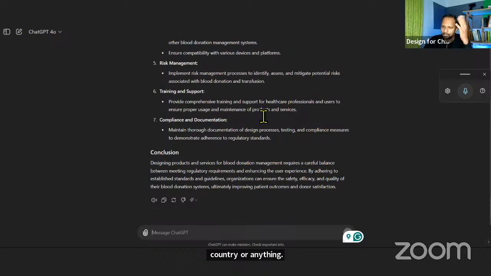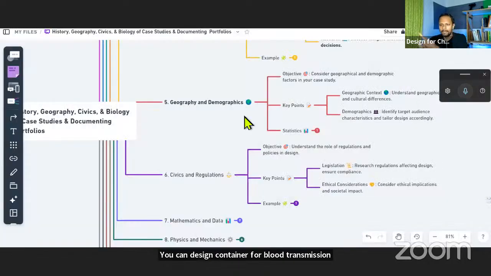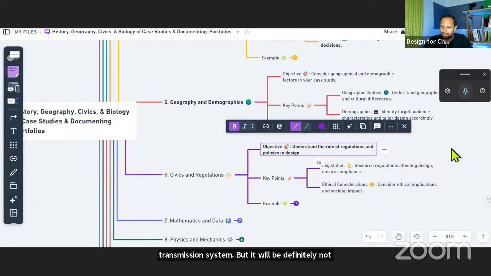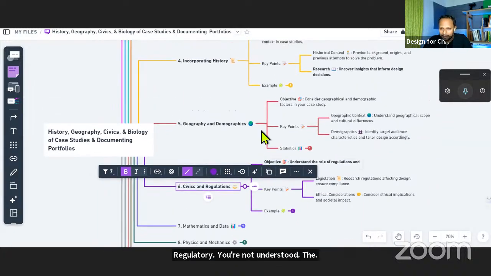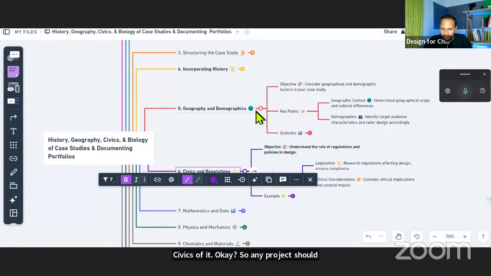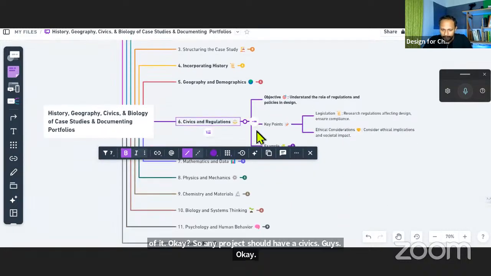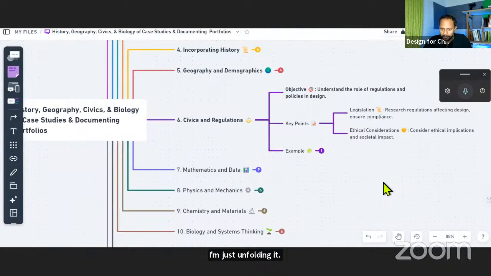You can design one container for a blood transfusion system, or maybe you can design one process for a blood transfusion system, but it will definitely not be implemented in real time because you have not understood the regulatory side, you have not understood the civics of it. So any project should have civics, guys. I'm just folding it because the content will be a little clearer for you.